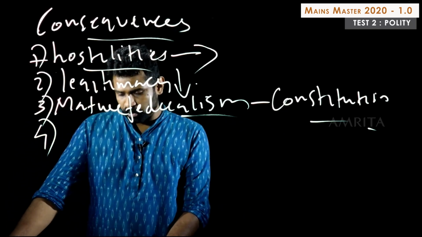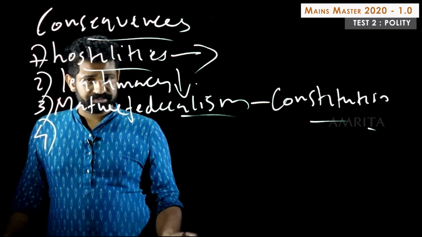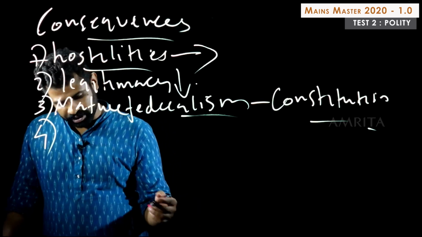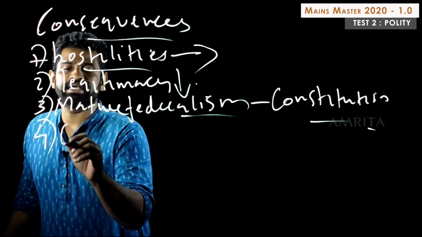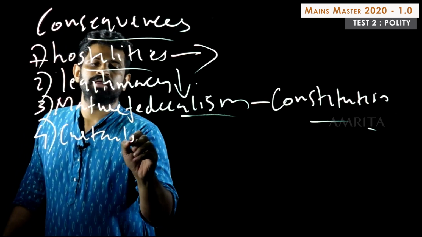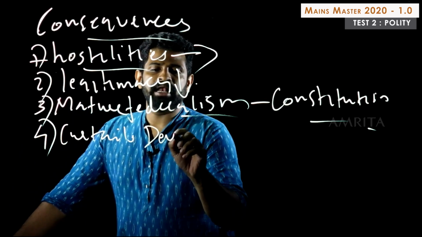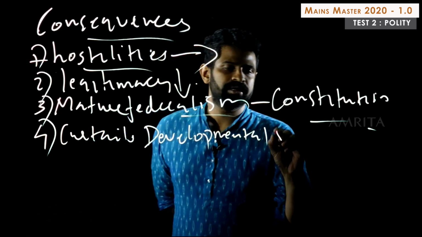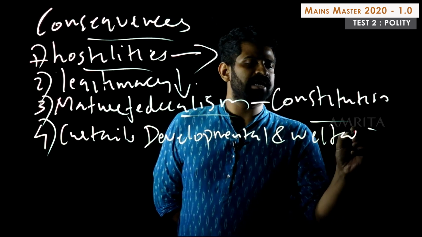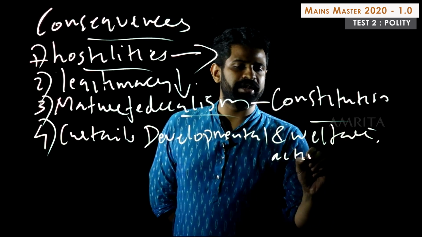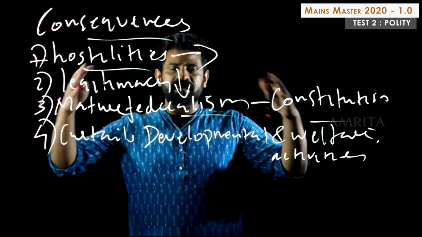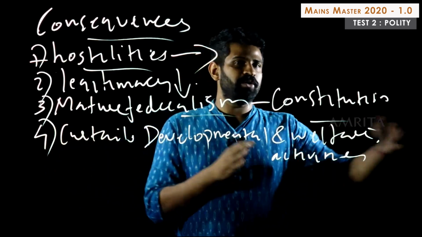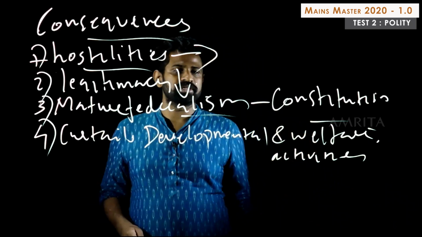Then the fourth important point is that it severely curtails developmental and welfare activities in the affected state. Once you write this point, you could explain it. So you just structure all these points in a 2-sentence format. First you write the main point, then you explain it in a sentence. Both in 2 simple sentences.